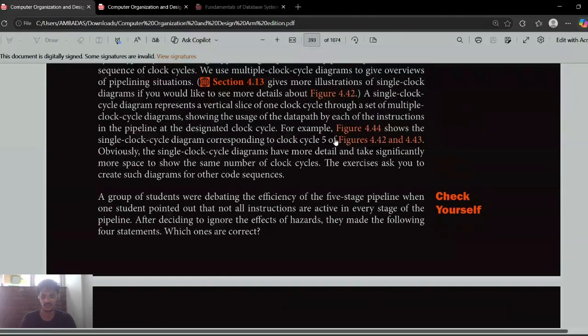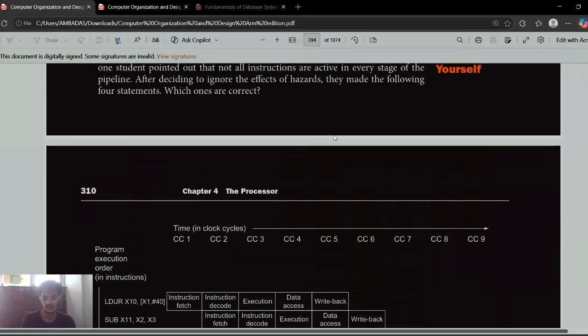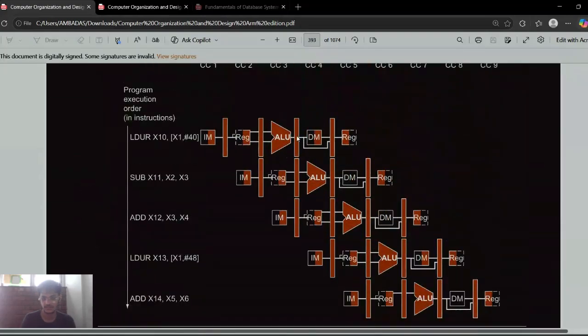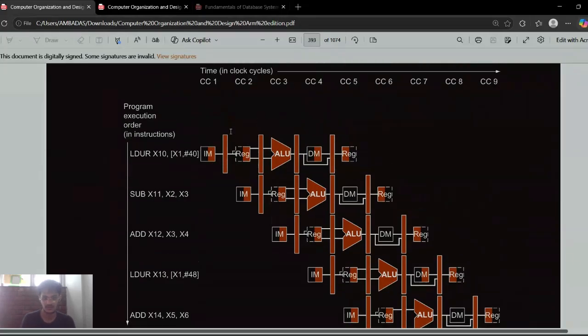So what they are saying is, this thing is not just happening in a single clock cycle, and it's obvious that in each clock cycle it's moving ahead, as you guys can see there. It takes around 5 clock cycles to write the loaded data from memory into the register.